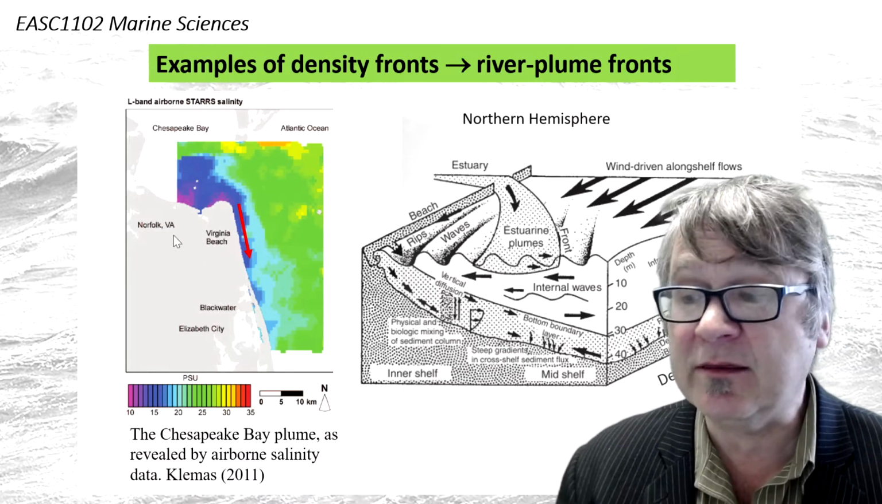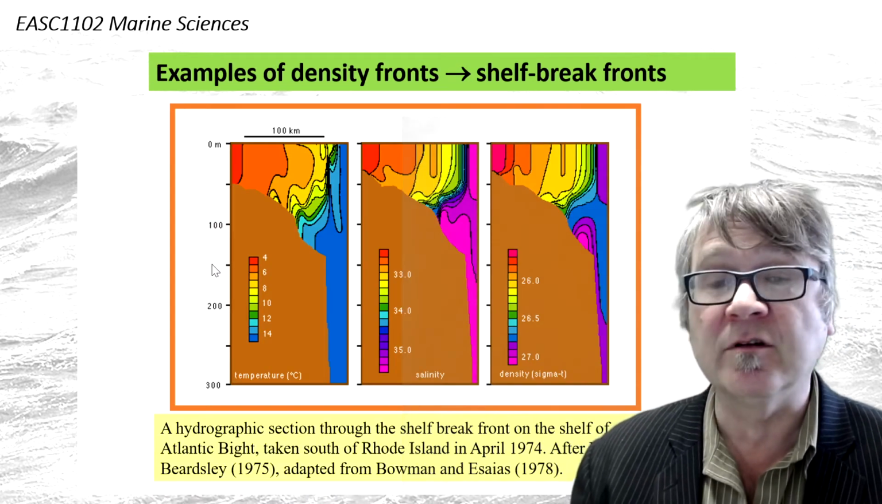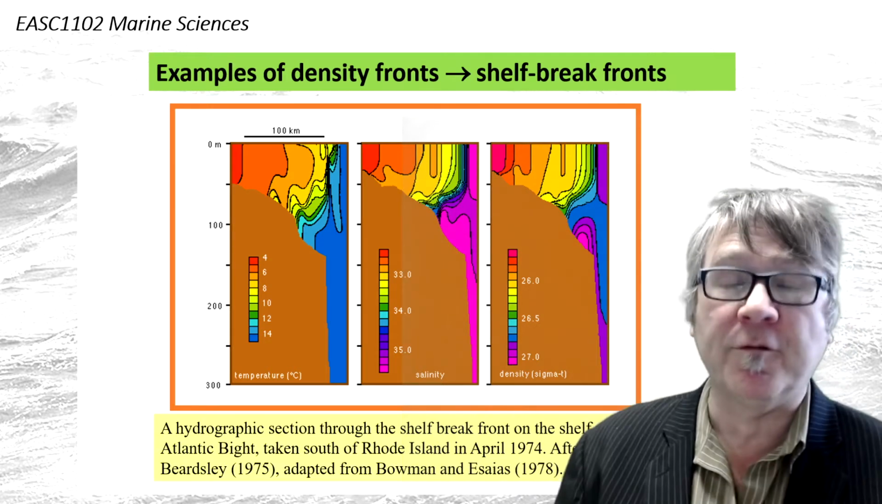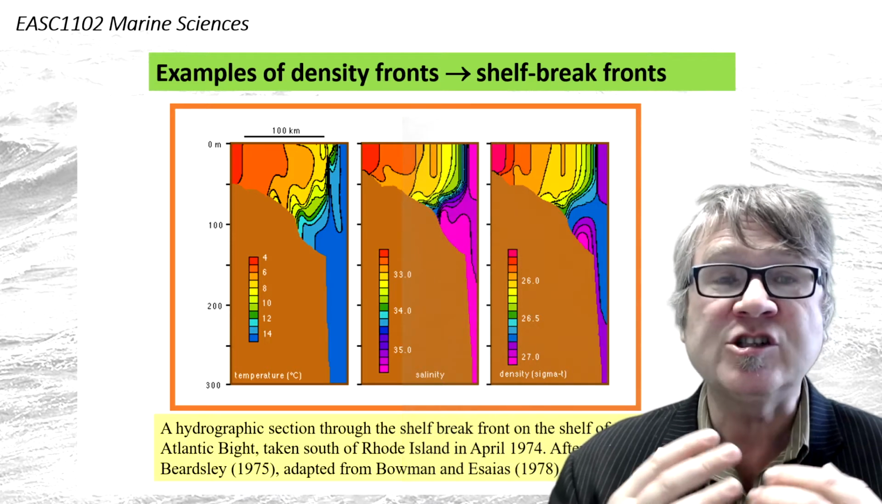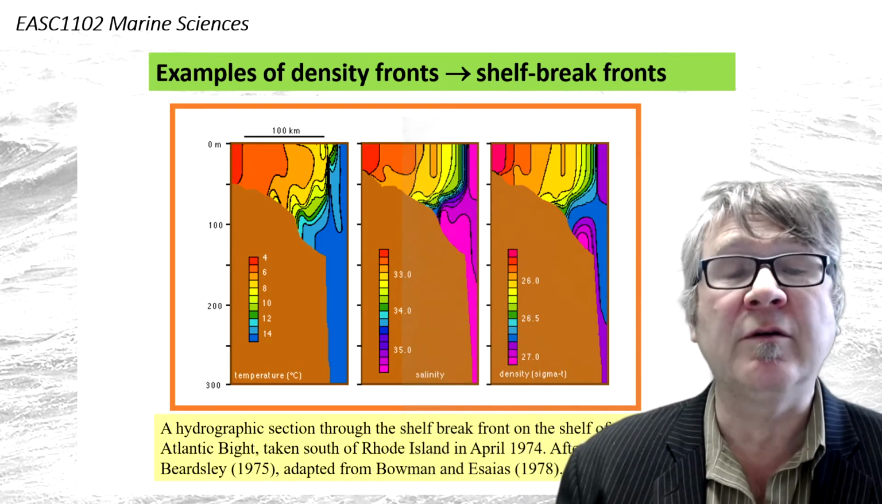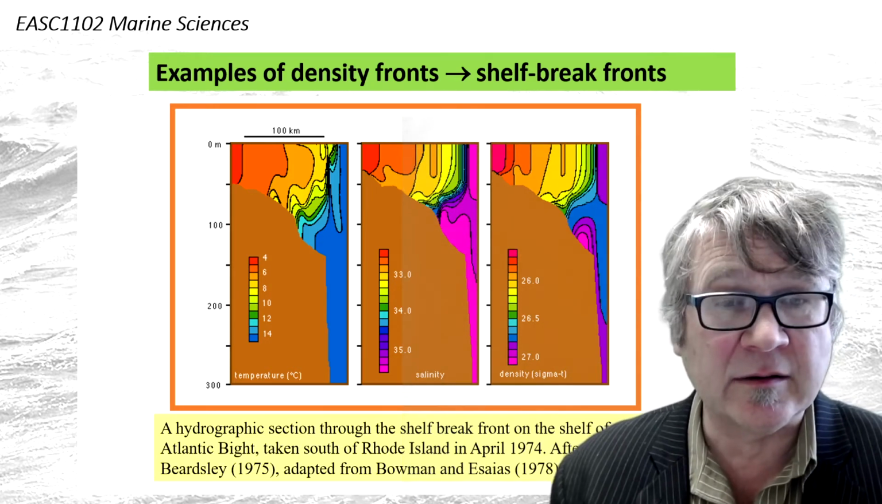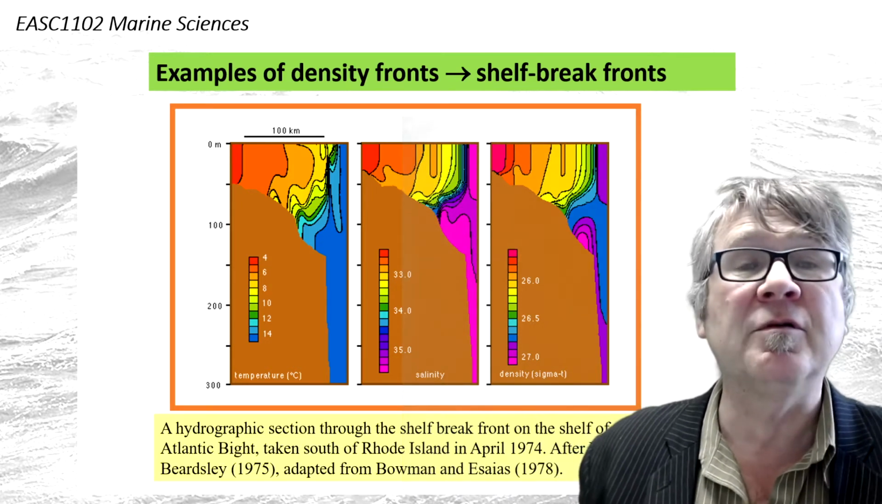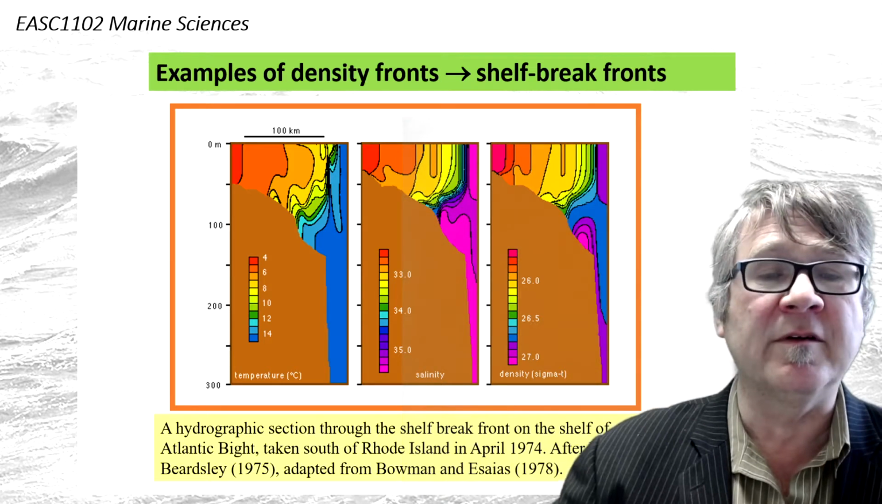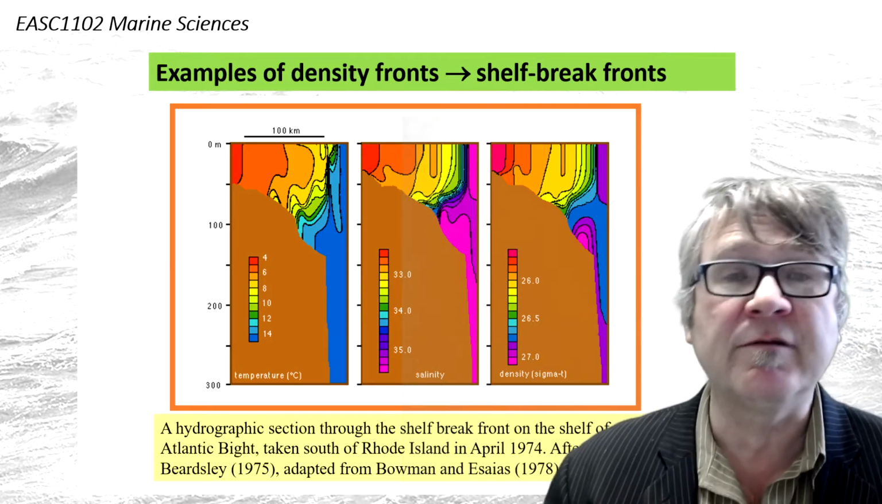So let's have a look at the next type of front. These are known as shelf break fronts. Shelf break fronts. And let's have a look at one. And here we look at cakes again. Vertical transects, and you have 3 cakes. And you cut them open and look from the side, and you see 3 different features.